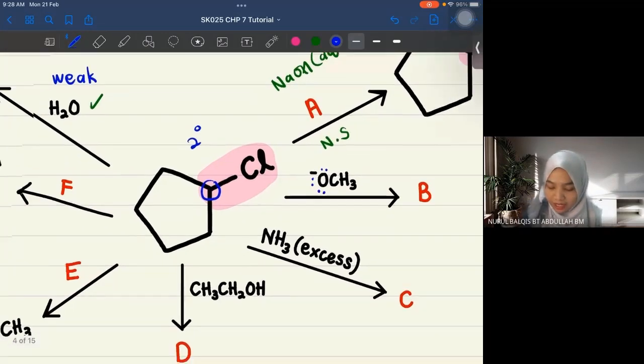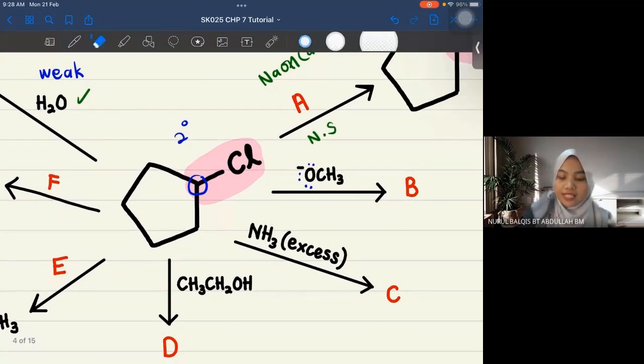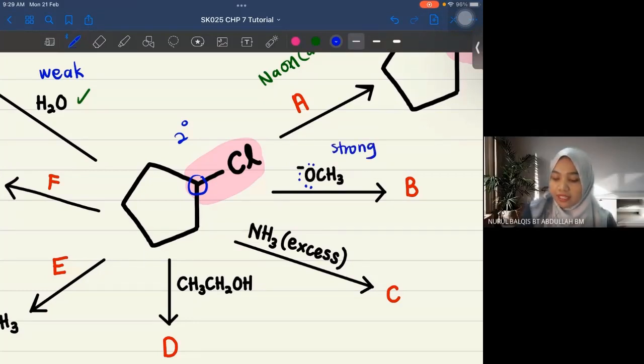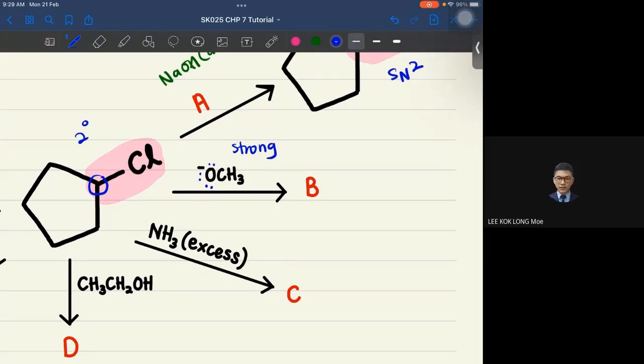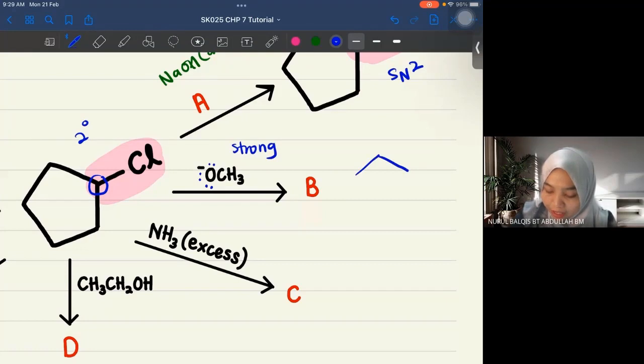Saya rasa semua reaction ni adalah nucleophilic substitution. So tak payah suggest lah the type of reaction. This O negative CH3 belongs to a weak or strong nucleophile. Strong nucleophile. So bila strong nucleophile pair up with secondary, they will go for SN2. So sama je lah. Okay, kita dah tahu dah dia memang secondary dengan strong. So kita punya B sepatutnya kita akan ganti masuk O dekat sini. We have CH3.